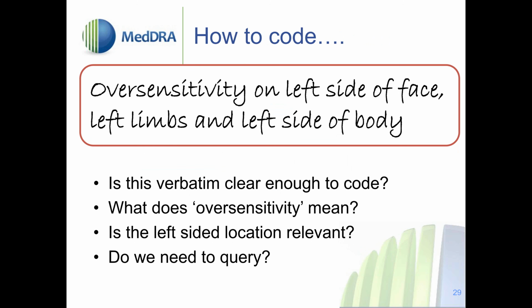Being like that down one complete side of the body, I think probably more of a neurological problem or more of a skin sensitivity. But again, the question we ask ourselves is, is the verbatim clear enough to code? What does oversensitivity mean? Does it mean hypersensitivity and they've got some kind of rash? It would be strange having it completely down one side. Is the left-sided location relevant? Potentially, yes, if we are looking at some kind of neurological disorder. And then do we need to query? Is there any value in querying? What can we do with it?